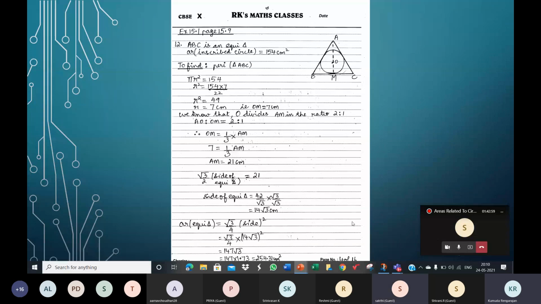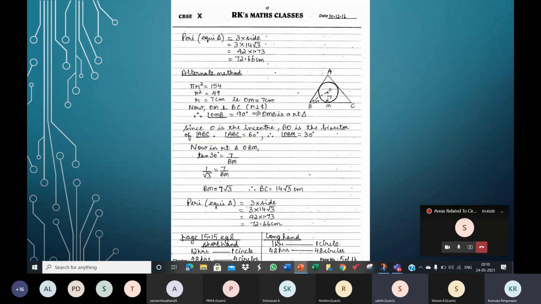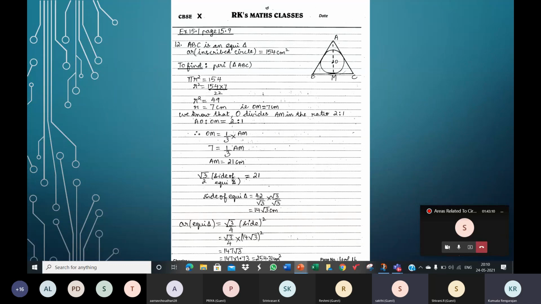Ma'am, I am having a doubt in the previous slide. This 2:1, is this only for the equilateral triangle? Very good question. No, in every other triangle, the centroid divides the median in the ratio 2:1. In any triangle, the centroid divides the median in the ratio 2:1.